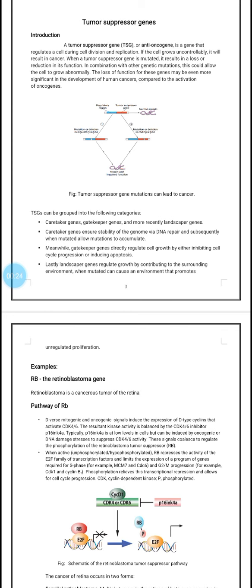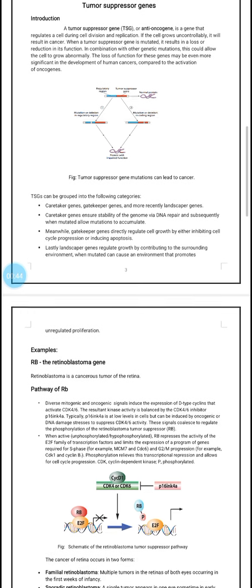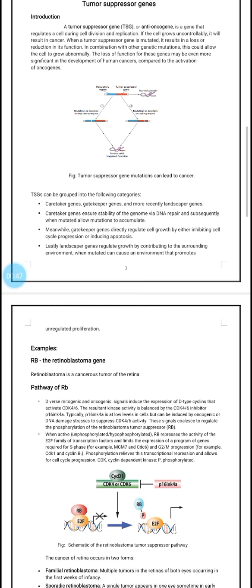When a tumor suppressor gene is mutated, it results in a loss or reduction in its function. In combination with other genetic mutations, this could allow the cell to grow abnormally. The loss of function for these genes may be even more significant in the development of human cancers compared to the activation of oncogenes.